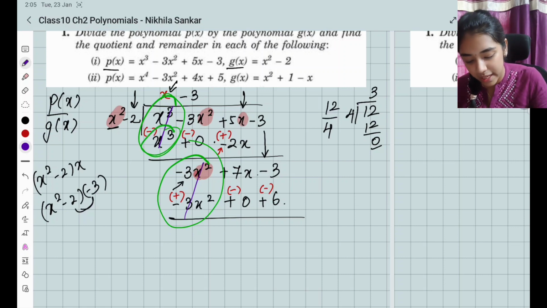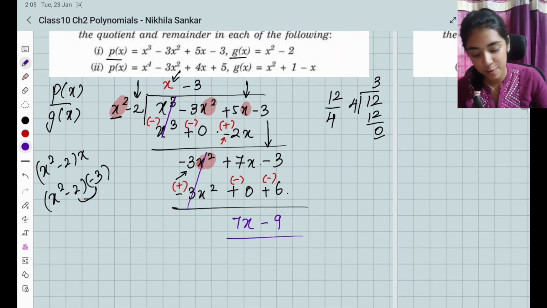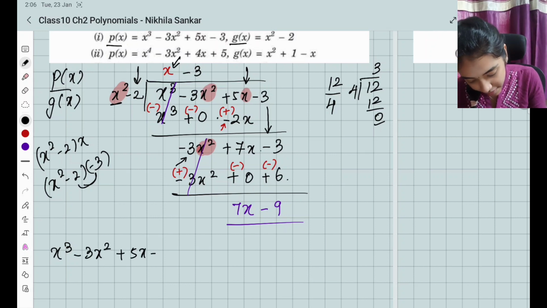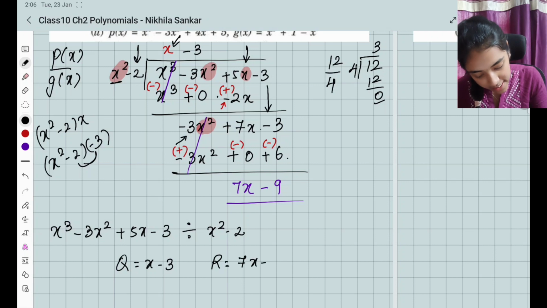To cancel the first term here, I multiplied by x. To cancel the next term, I multiplied by minus 3. Understood? Now we have 7x minus 0, which is 7x. Then minus 3 minus 6 is going to be minus 9. Okay, can I do anything further with this? Here I'm going to leave it as 7x minus 9. So from this we can write: if you divide x cube minus 3x square plus 5x minus 3 by x square minus 2, I'm going to get the quotient to be x minus 3 and the remainder equals 7x minus 9.